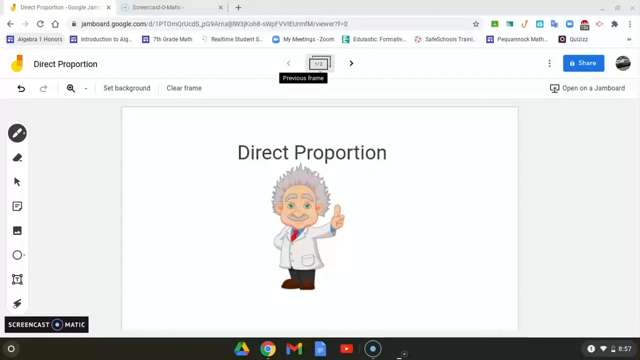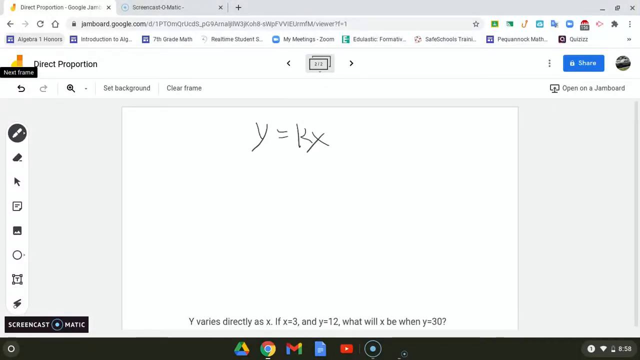All right, today we're going to be working on something called direct proportion. And the name really says it all. It's just when two things are directly proportional. And we're going to talk about the different variables and how we use them and how we determine the important parts. So here's the equation that we use for direct proportion. This is y equals kx.